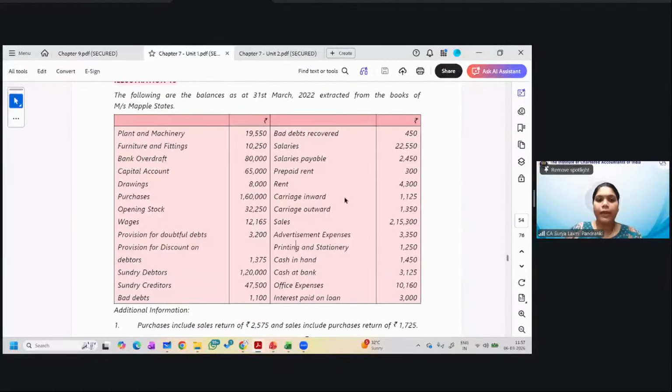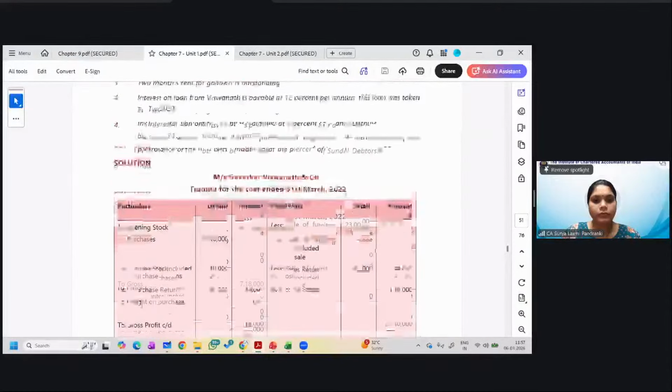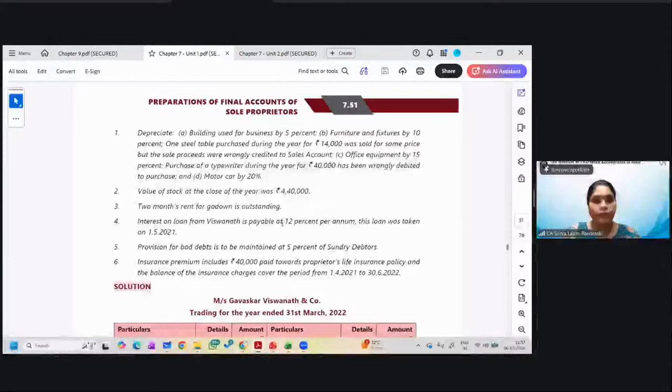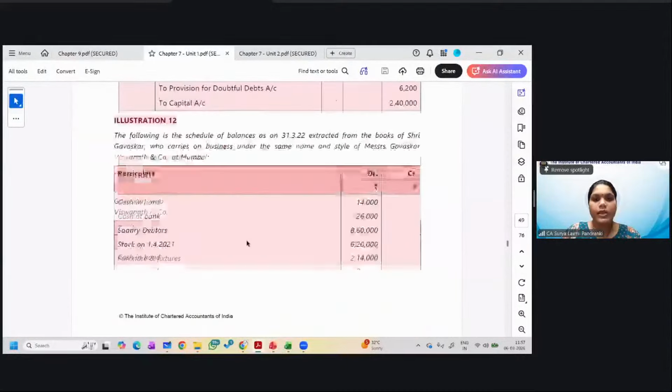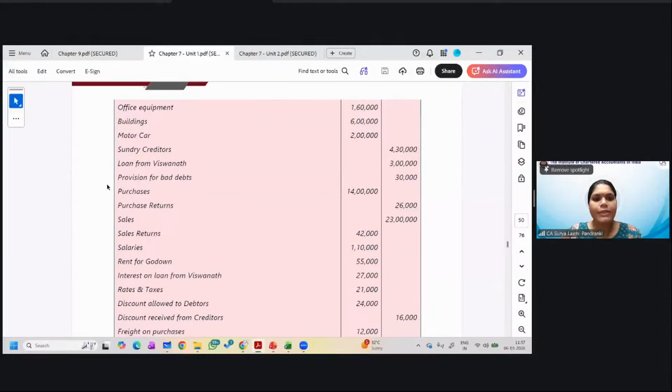Now, this question had different kinds of rectification entries and then preparing your trading P&L and balance sheet with different adjustments. I think almost all the adjustments are covered in this question. I just want you all to answer this. Okay, this is illustration 12. I want you all to try because all the balances are almost the same, but I will discuss this provision part. I'll pick someone and ask because I wanted to know if you all have clarity on this provision.